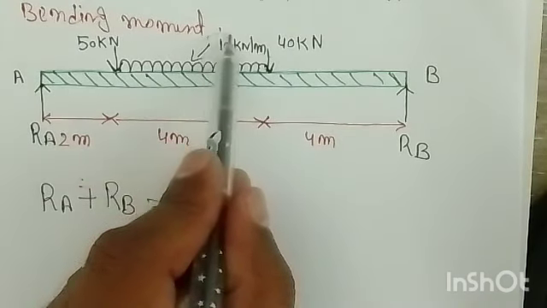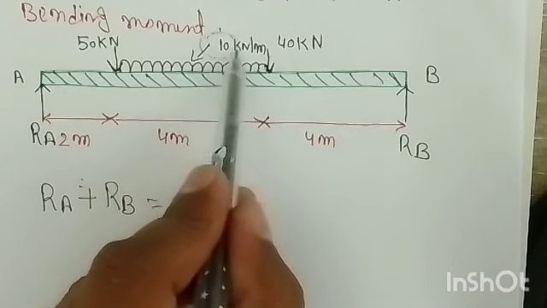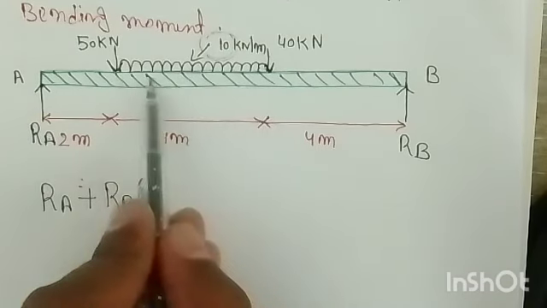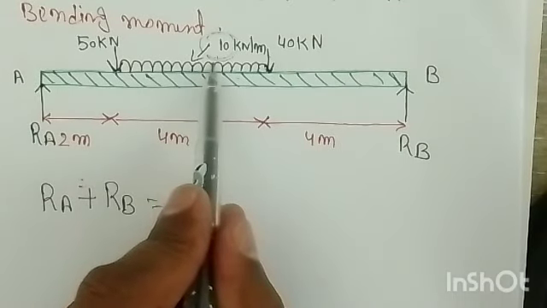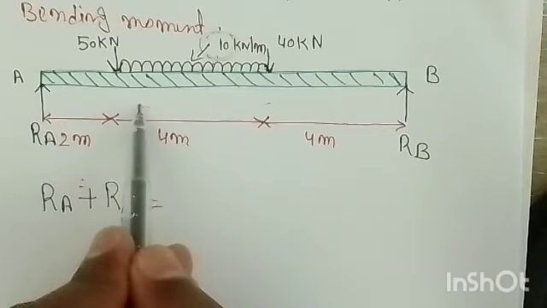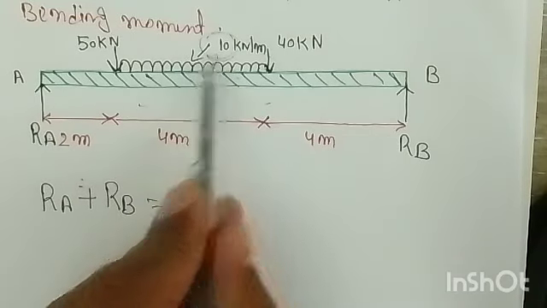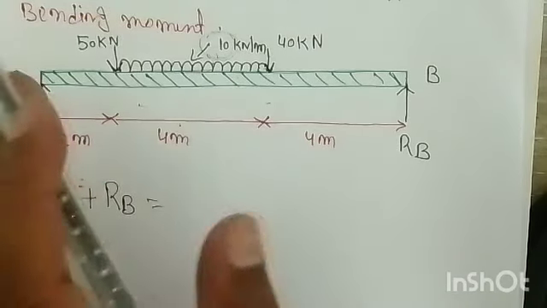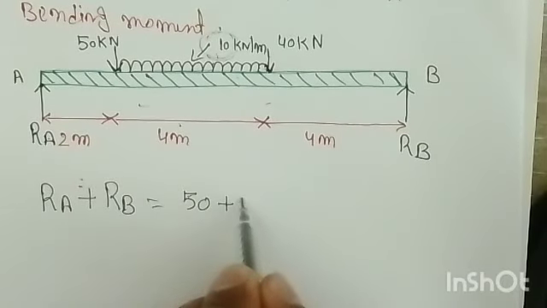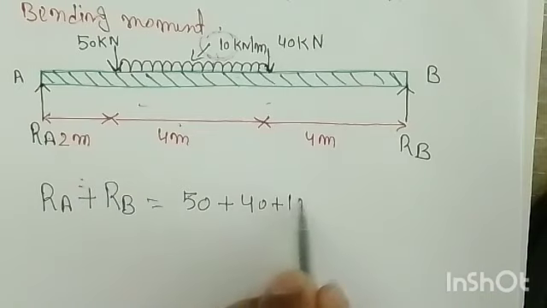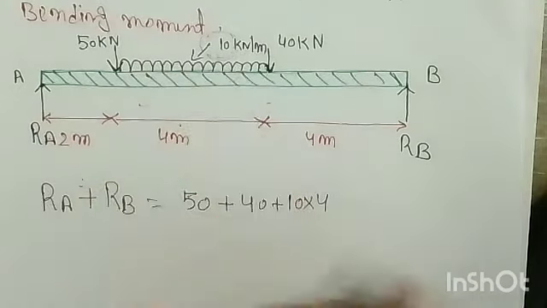So when the UDL is given, you just multiply the given UDL with the length over which the UDL is acting. So the UDL, 10 kilonewton per meter, is acting up to a length of 4 meter. When you multiply this UDL with this length, it becomes a point load, right? So now you can say 50 plus 40 plus 10 into 4. Why 10 into 4? This UDL should be converted into a point load. How? By multiplying with the length over which the UDL is acting, right?